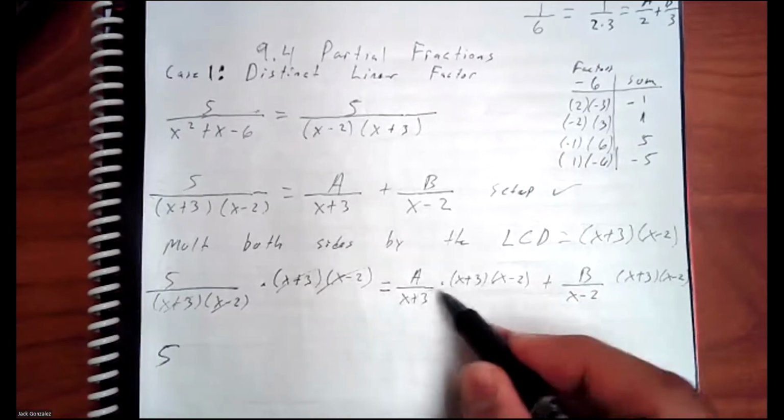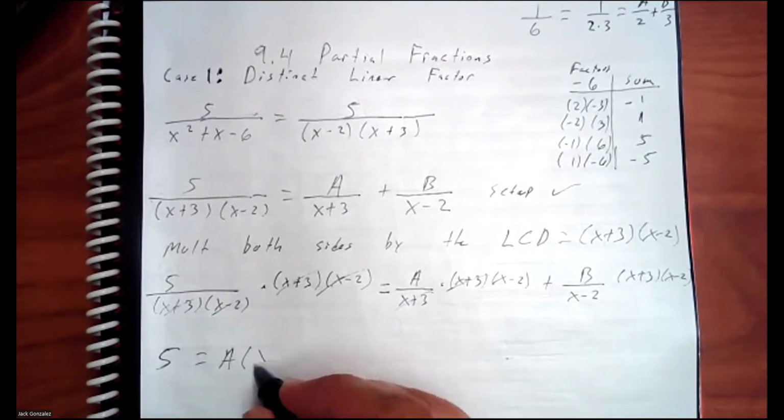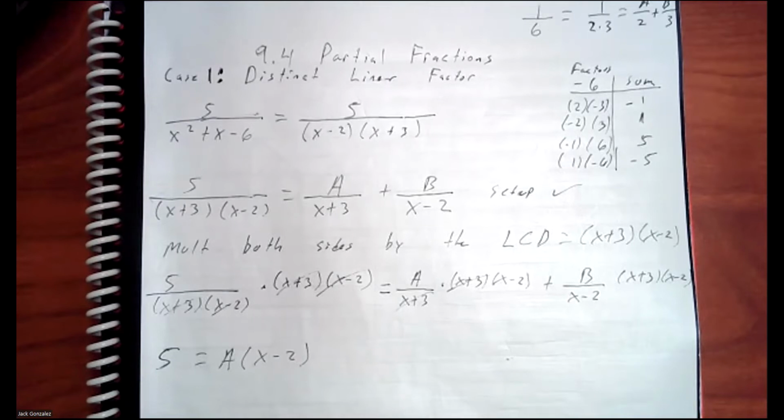B on this one, and the x plus 3's will cancel, leaving me with the a times x minus 2. So this is basically just clearing out fractions. It's technically what we're doing.